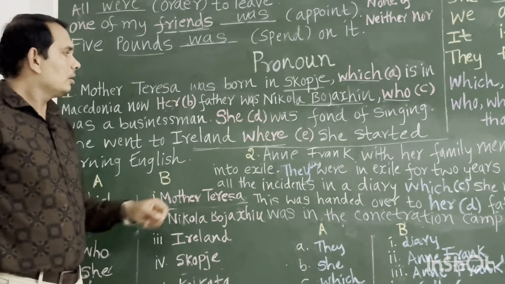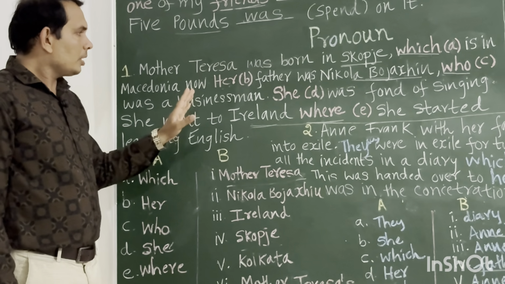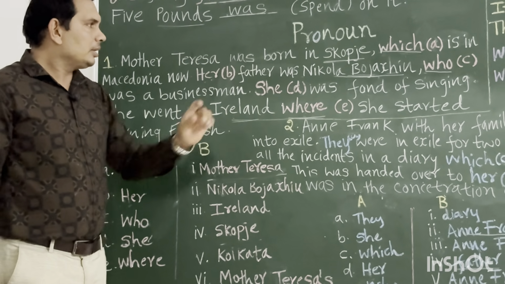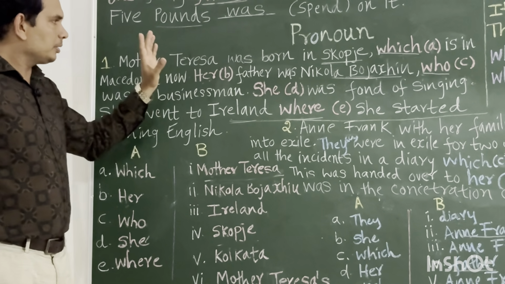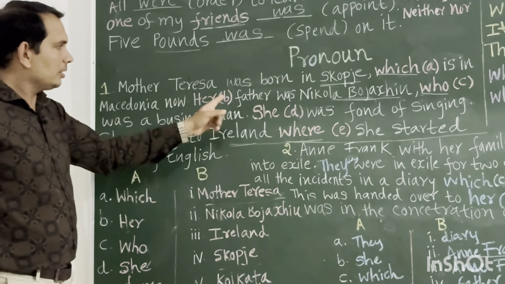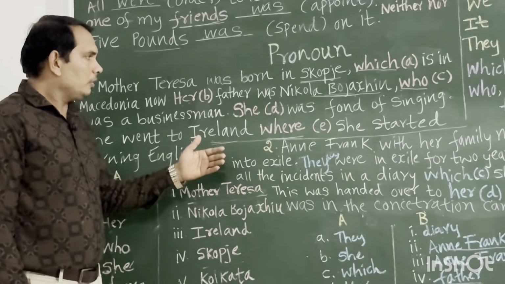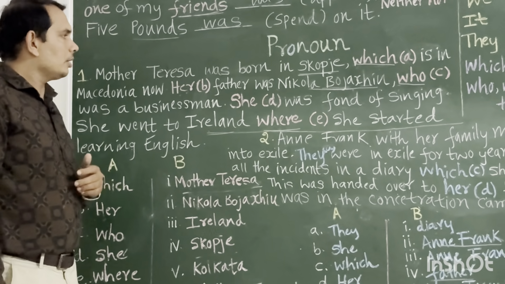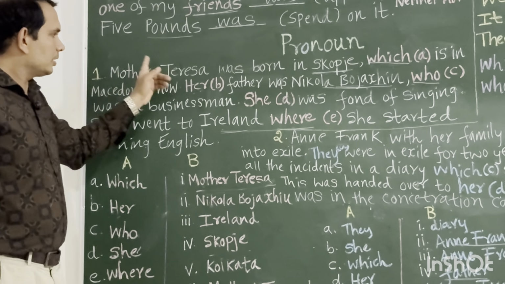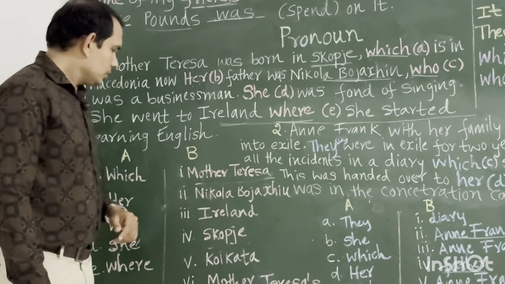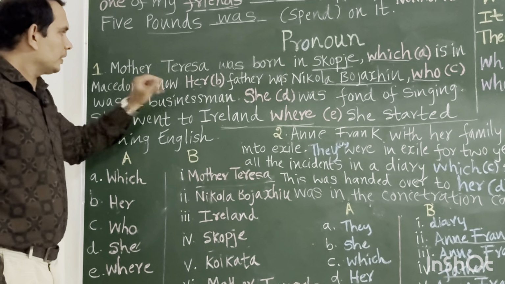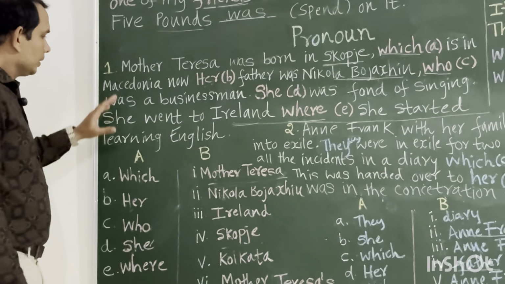This is a personal pronoun. Before answering this question, you have to read the paragraph. While reading, it becomes clear that this paragraph is about Mother Teresa and her father. The people who are involved in this paragraph and talked about in it are Mother Teresa and her father. So here, she refers to Mother Teresa. There is no doubt about it.